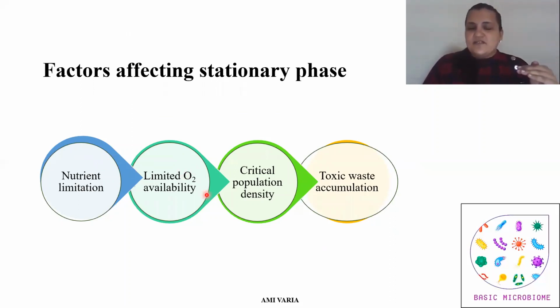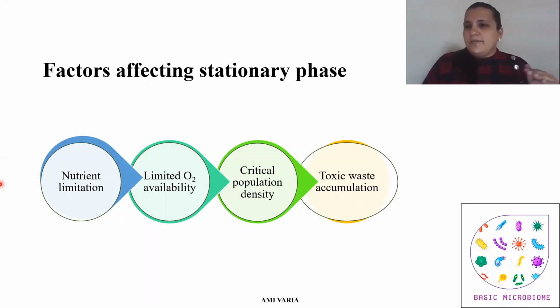Second, limited oxygen availability, as we have studied in the log phase. Because of respiratory activity, the dissolved oxygen level in the medium becomes lower. Third one is critical population density. Because of the rapid increase in cell number, the free space available for movement of cells during cell division becomes lower, the viscosity of the medium increases, and the pH of the medium drops.